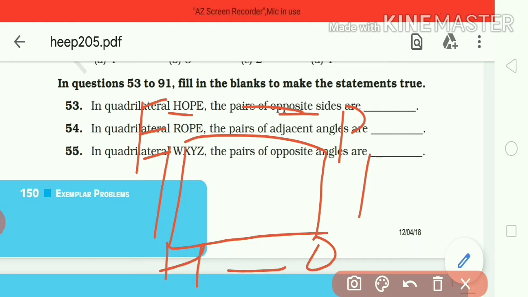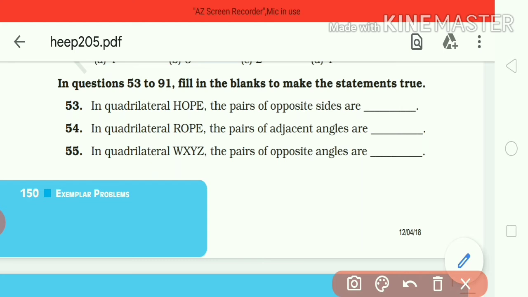If we have given parallelogram, then we can say that opposite sides are equal, or we have given if rectangle or square, in that also we can have opposite sides equal. So for this we can say that HO is opposite side of EP and PO is opposite side of EH, right? Now into question number 54, the quadrilateral ROPE, the pair of adjacent angles are.